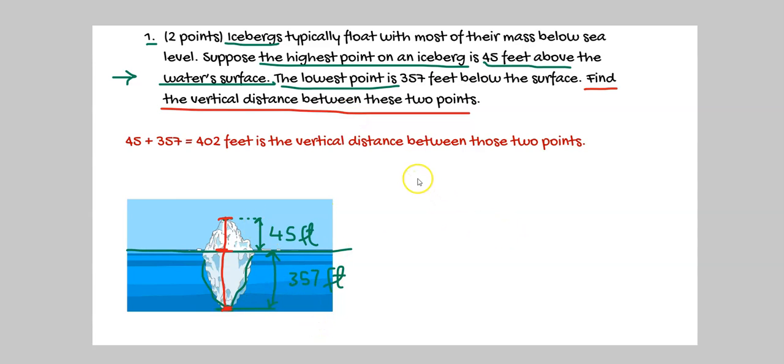So we can see from the picture that this distance is going to be 45 feet plus 357 feet, which adds up to 402 feet, and that is the vertical distance between these 2 points.